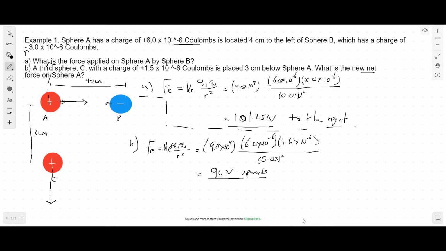Now we're almost there. What we need to do is find the new net force on sphere A. To find the net force just means total force, we're going to add these two forces together. We have a force to the right, 101.25, and we're going to add it to a force upwards of 90 newtons. Now, if you remember from vector math, what this means is we have a right angle triangle, and what we're going to do is solve for the hypotenuse.